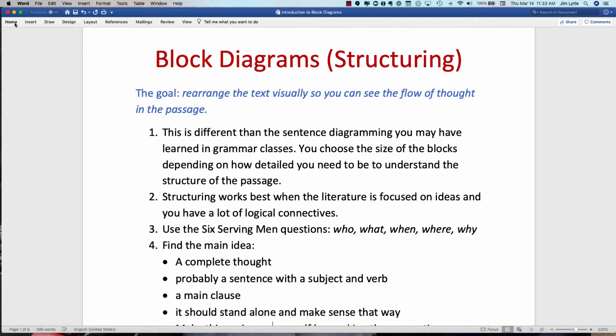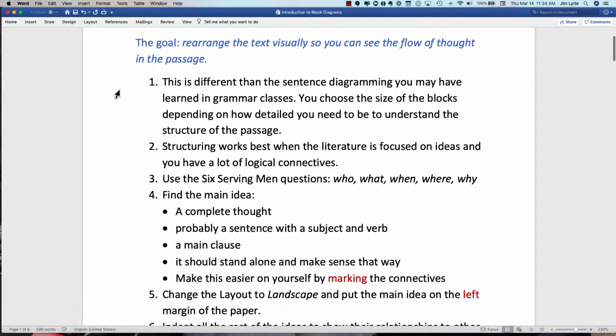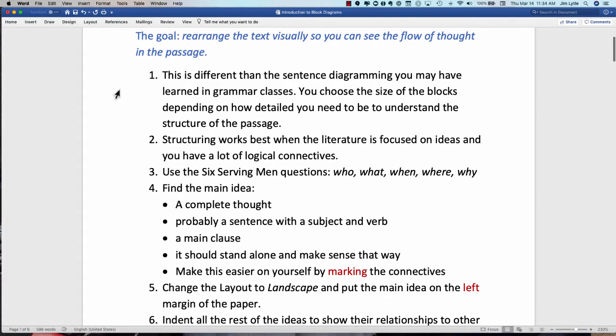Now, here's where you've really got to learn to use the six serving men, the who, what, when, where, and why questions. And you've got to ask those questions of the text and let the text answer, and that'll let you figure out how you can put it all together. I mean, your goal is to figure out what the main idea is. And the main idea is probably a sentence with a subject and a verb. It's going to stand alone all by itself, a main clause. It'll make sense that way. And you can make this easier on yourself by marking the connectors up before you get too far in.